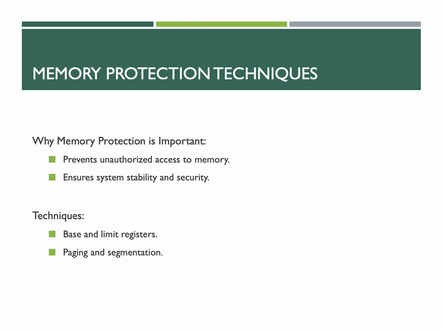Okay, now let's see memory protection techniques and why they are crucial for operating systems. So why is it important? First of all, it prevents unauthorized access to memory. Memory protection ensures that one process cannot access or modify the memory of another process. This is critical for data integrity and system security.